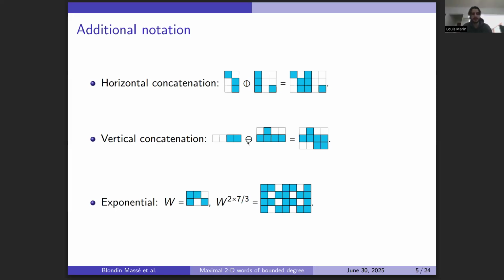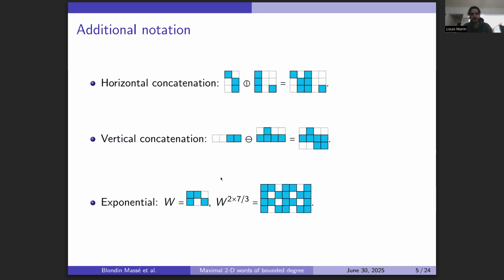Same thing for vertical concatenation. We need both concatenated words to be of the same width. Otherwise, this operation does not exist between two words that don't have the same width. So the set of 2D words is not closed under either of those operations. Maybe that's a particularity that 2D words have that 1D words don't. Maybe they're a bit less interesting in the algebraic sense, I don't know. But this is the notation we will use.